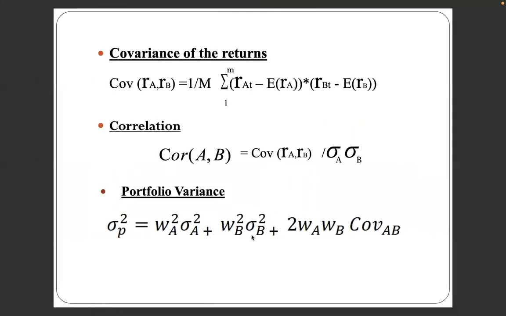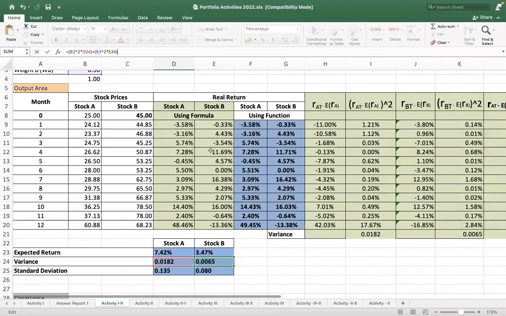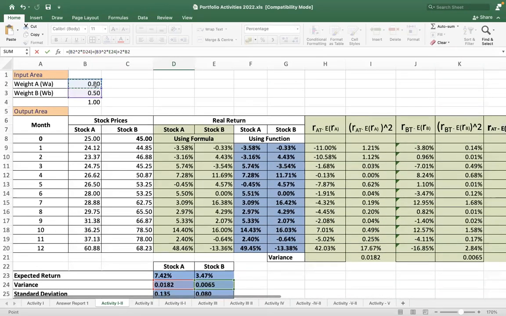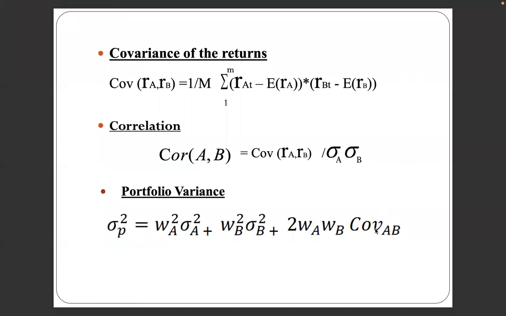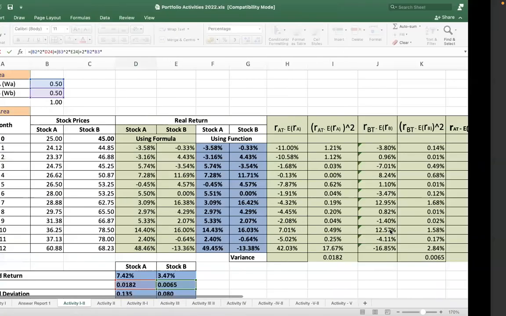Now we finish this part: stock A power 2 multiplied by variance, plus stock B power 2 multiplied by variance of stock B, plus 2 multiplied by weight A multiplied by weight B multiplied by, what is it? Covariance of A and B. This is covariance of A and B.